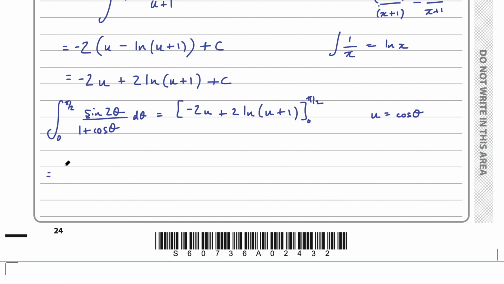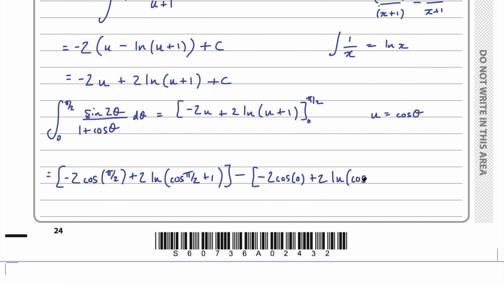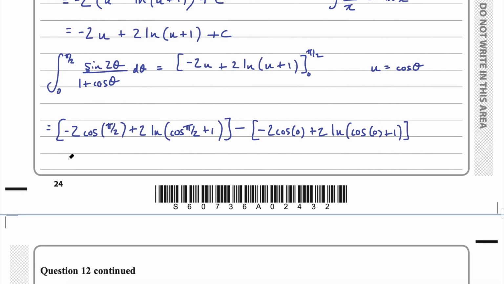So this is going to be pi on 2, substituted into this, will be -2 times cosine of pi on 2 plus 2 log of cosine of pi on 2 plus 1. And then substitute 0 in and subtract them. So this will be -2 times the cosine of 0 plus 2 times the log of the cosine of 0 plus 1. All right, so what does this evaluate to?